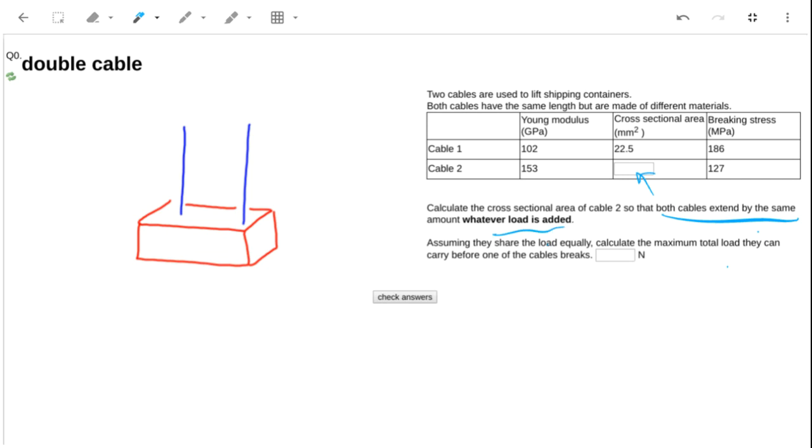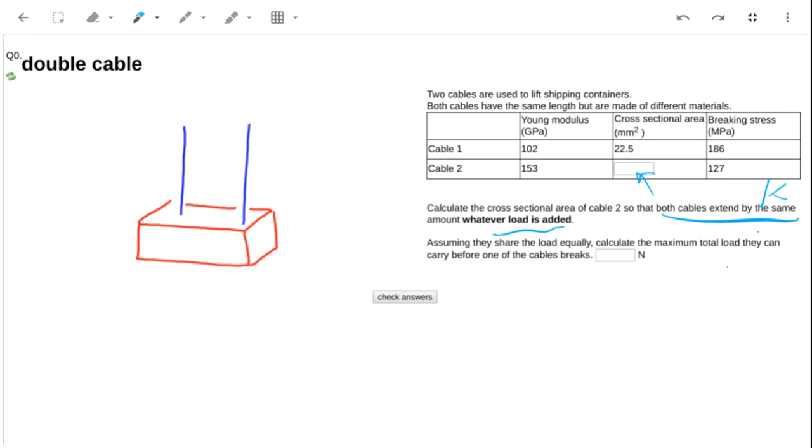Whatever load is added. That extension there is a hint at the fact that the stiffness must be the same. Now, how is stiffness related to the information given?